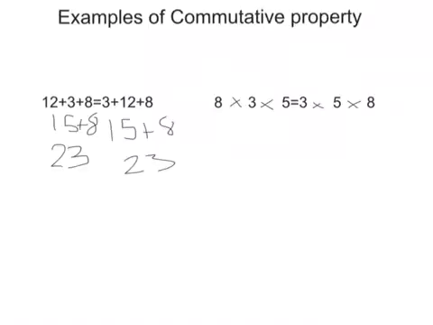Now we're doing the commutative property with multiplication. So we're going to start with the first half again. So 8 times 3 equals 24. And 24 times 5 equals 120.